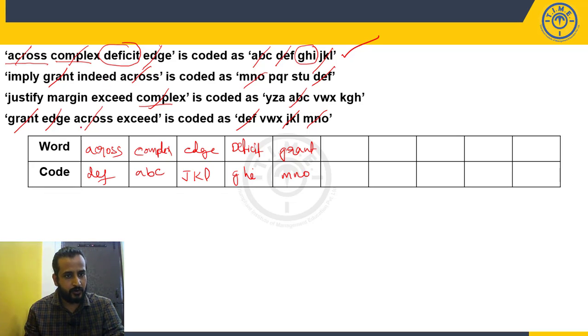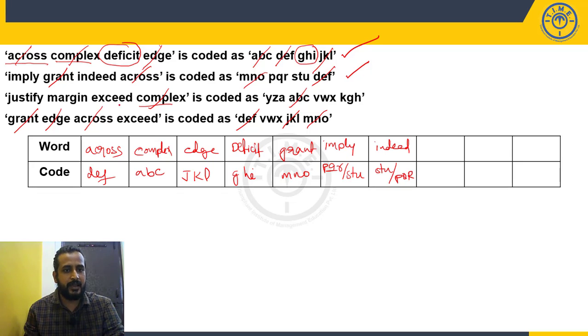Next, indeed. Do you have anywhere? No. So what I can say is that we cannot decide the code for imply and indeed. These 2 words we cannot decide the codes. What are the codes? PQR or STU, STU or PQR. So the second statement is also completely done.